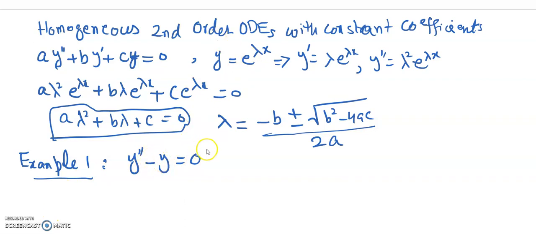So for this differential equation, the corresponding equation in lambda, which we call the characteristic equation, will be: corresponding to y double prime it will be lambda square, and corresponding to y prime it will be lambda. So lambda square minus lambda will be for y prime. For y it will be just that coefficient, which is minus 1. So now we have this equation.